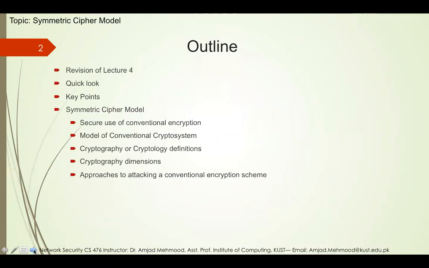This is our outline. We will revise our lecture number 4 first. Then we will go through some of the important terms. Then I'll discuss key points of this chapter as we have started a new chapter. Then I'll be discussing the symmetric cipher model, which will include secure use of conventional encryption, model of conventional crypto system, cryptography or cryptology definitions, cryptography dimensions, and finally, I'll explain approaches to attacking a conventional encryption system.